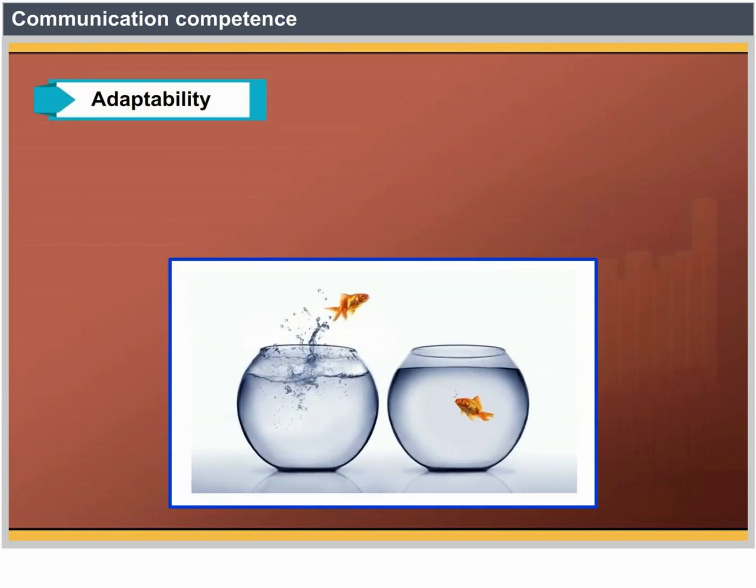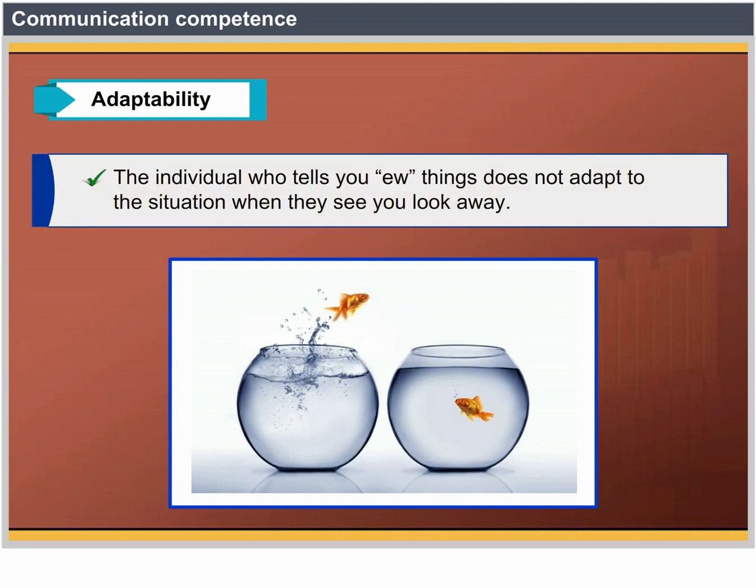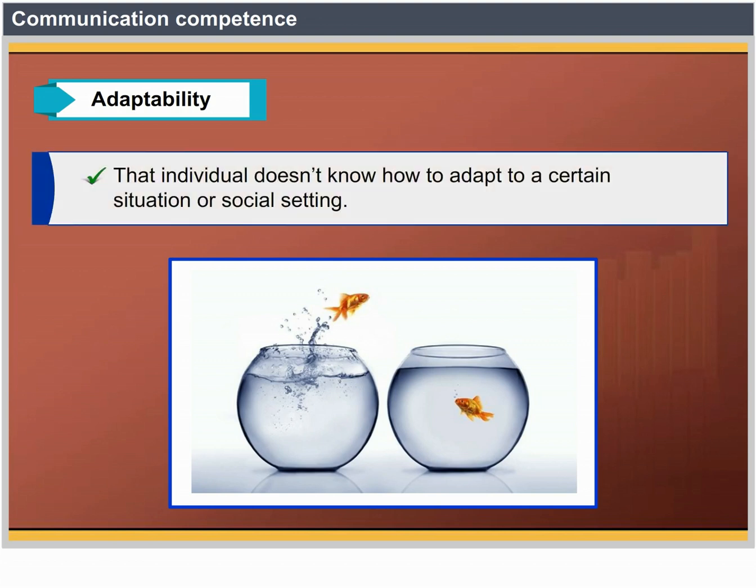Adaptability. Ever feel like a conversation is going wrong because the other person is mentioning something that makes you think, "Why are you telling me this?" I have several times. The individual that told you didn't adapt to the situation when they saw you look away. That individual didn't know how to adapt to a certain situation or social setting.